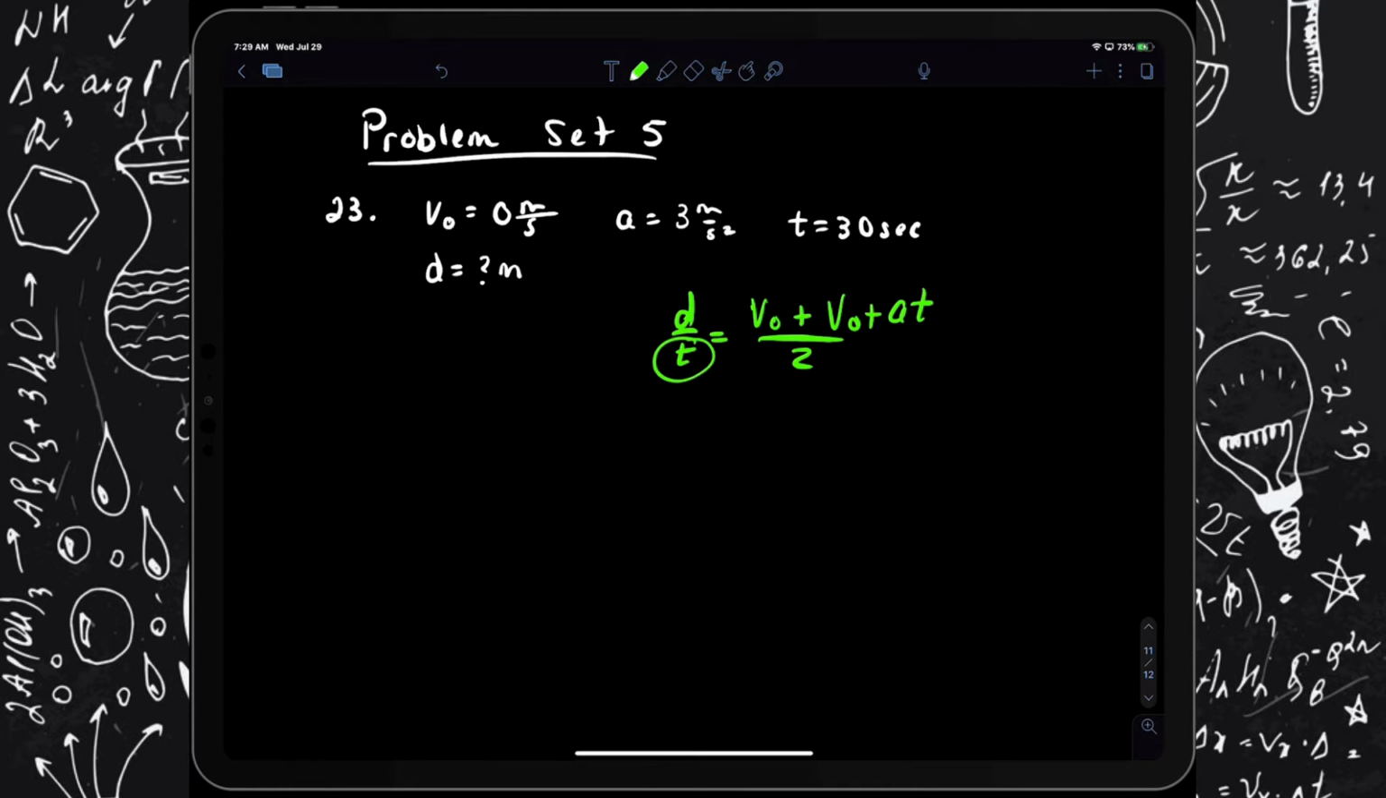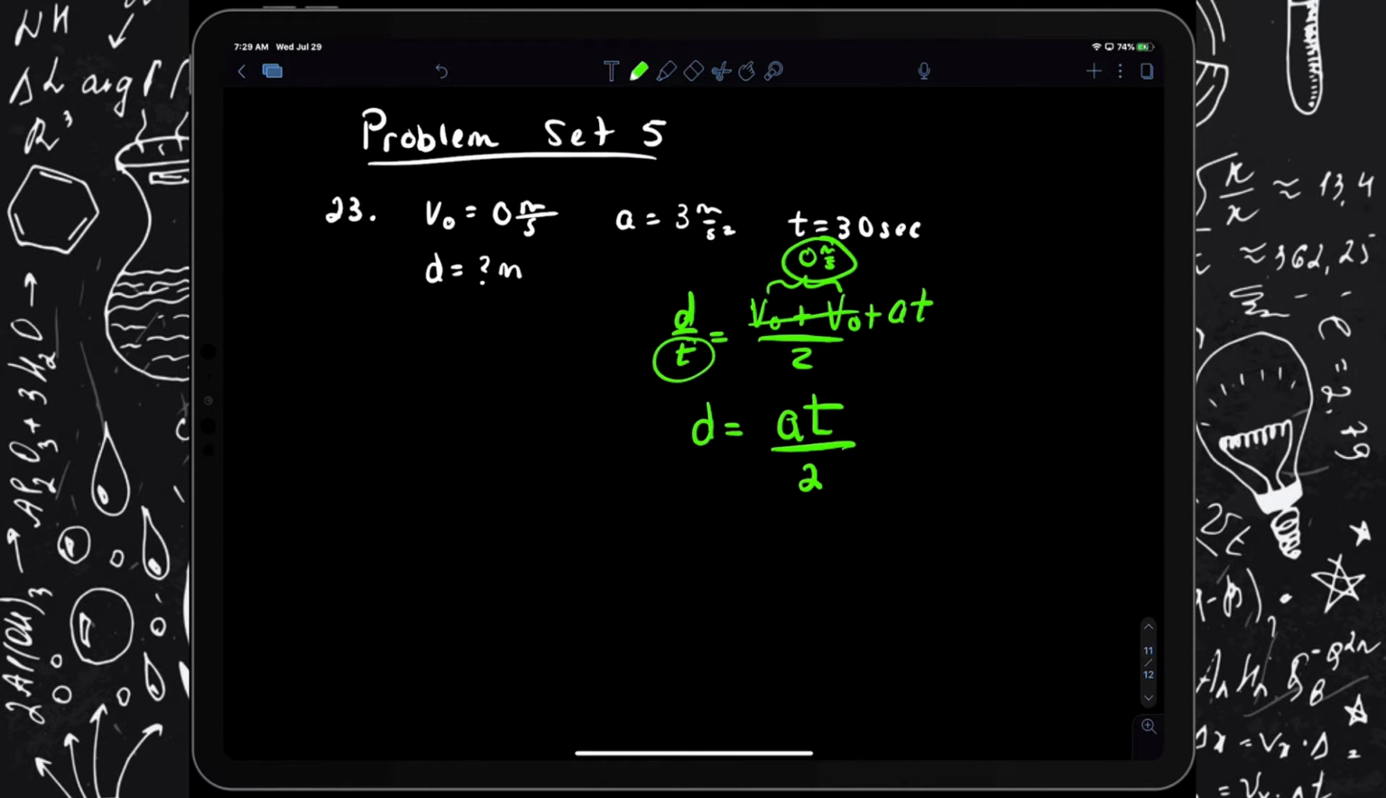That means I want to get this time out of here. So I have to multiply the time by both sides. So I'm going to go distance equals, and this right here, the VO is 0 from the problem. So if we have 0 plus 0, is it going to do anything? No. So I'm going to get rid of that altogether, because that equals 0. I'm going to put A times T divided by 2.